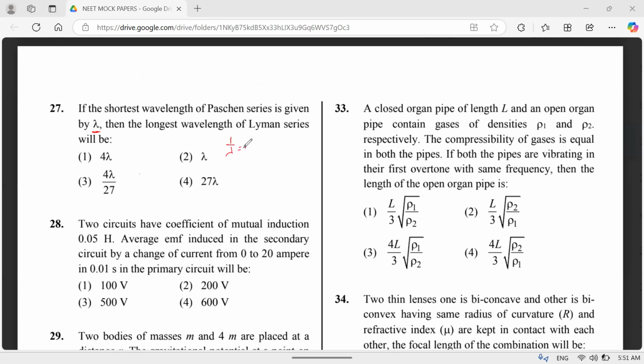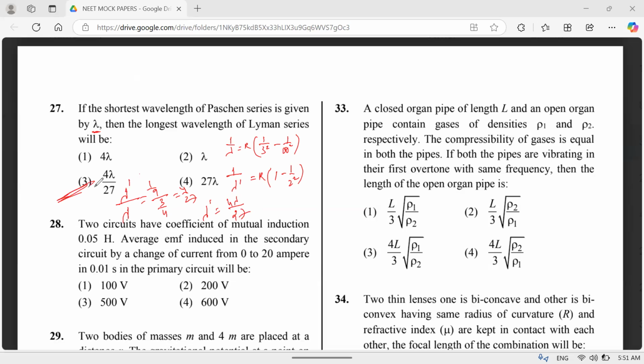1 by lambda is equal to R into 1 by 3 square, Paschen series for the shortest, the upper level is infinity. Clear? The next one is the Lyman series. 1 by lambda dash is equal to R into 1 minus 1 by 2 square. So take the ratio. Lambda dash divided by lambda is equal to 1 by 9 divided by 3 by 4. So it is 4 divided by 27. So lambda dash will be equal to 4 lambda divided by 27. Third option will be the answer.